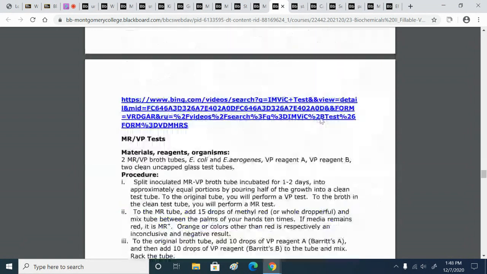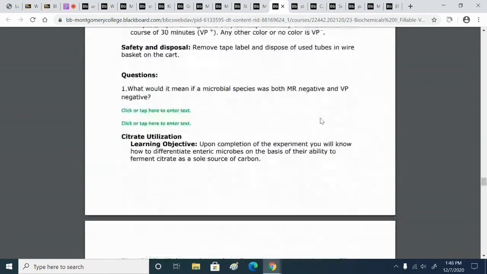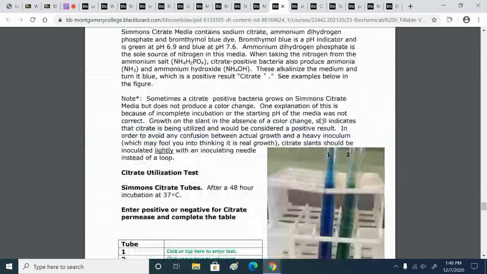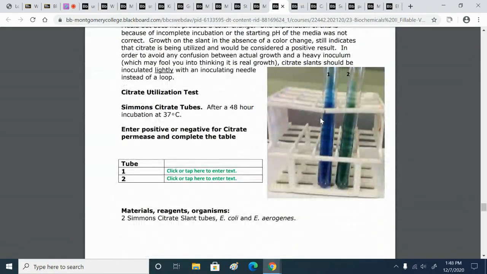The last test for the IMViC test is citrate. And so we use an agar slant to do this test. The idea here is that citrate is the only carbon source in the agar. So the bacteria must be able to absorb the citrate to use it to grow, and so they need the enzyme citrate permease.